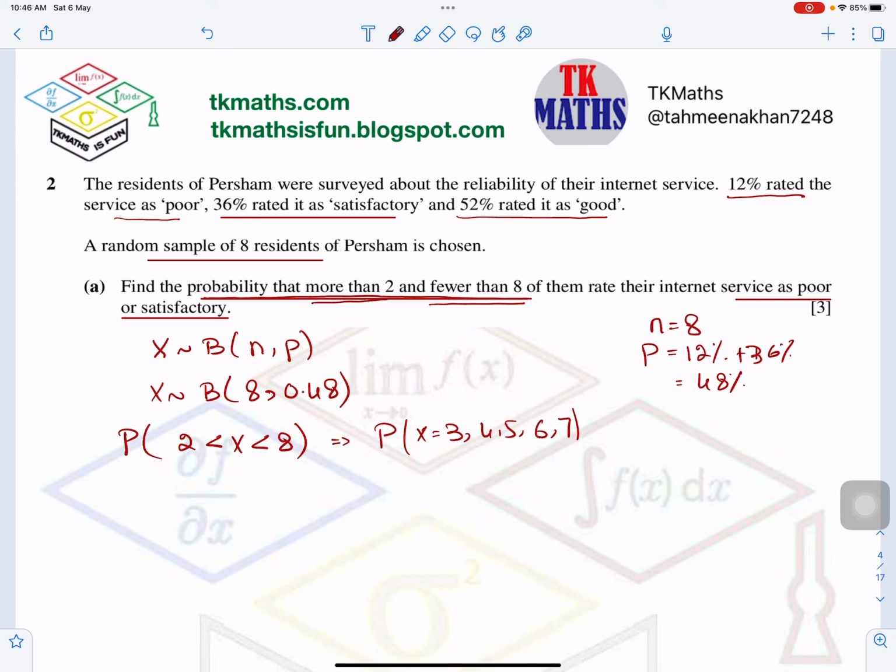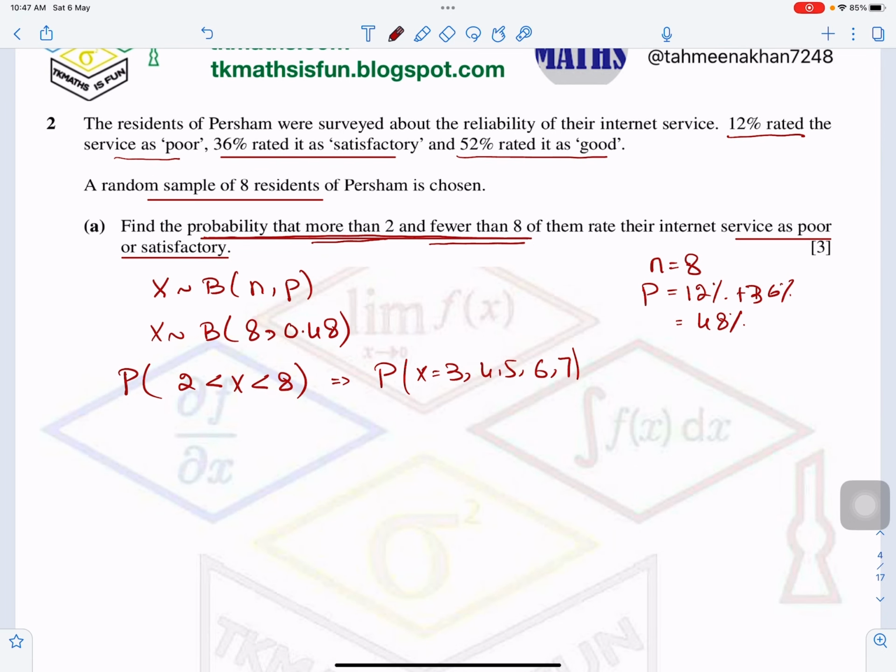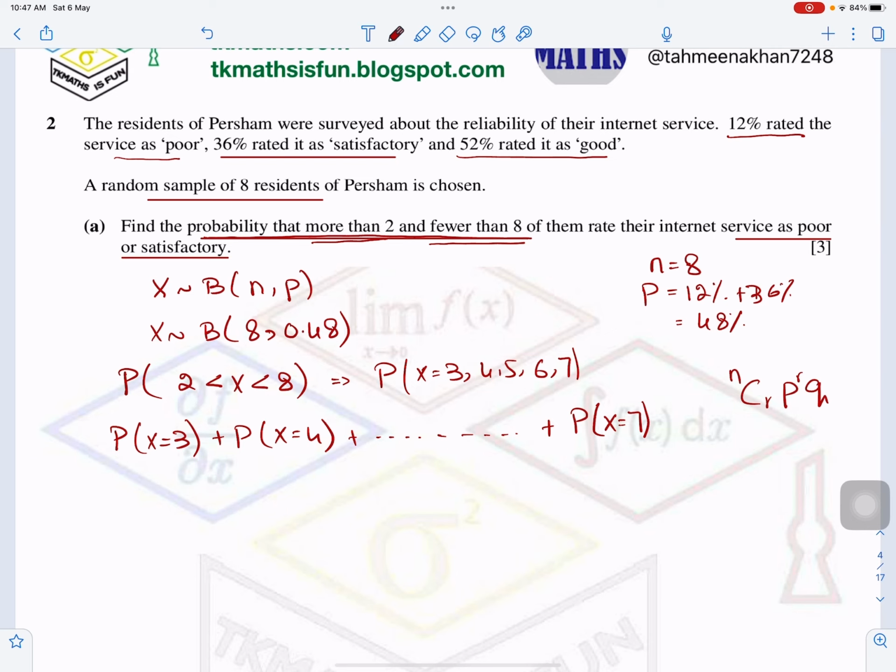Now you remember the formula for the binomial distribution. Let me write it here for you. I will find the probability for 3, the probability for 4, and so on till the probability of X equals 7. The formula is nCr p^r q^(n minus r). P represents the probability of success, and Q is the probability of failure.